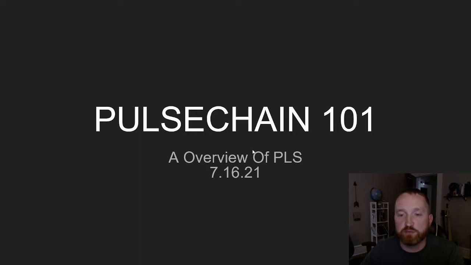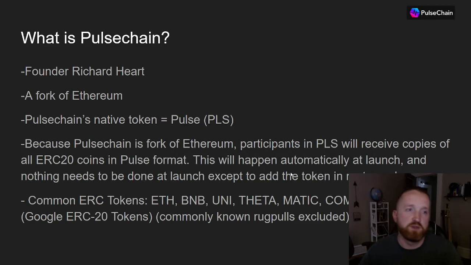So let's talk about Pulsechain. Pulsechain 101. What is Pulsechain? The founder of Pulsechain is Richard Hart. Pulsechain is a fork of Ethereum. Pulsechain's native token is Pulse, and PLS is probably going to be the ticker. Because Pulsechain is a fork of Ethereum, participants in the PLS will receive copies of all ERC coins in Pulse format. This will happen automatically at launch, and nothing needs to be done at launch except to add the token in MetaMask. I just said a whole lot.